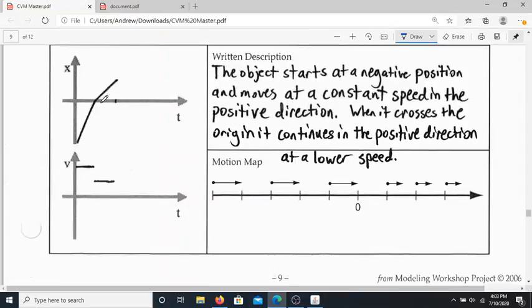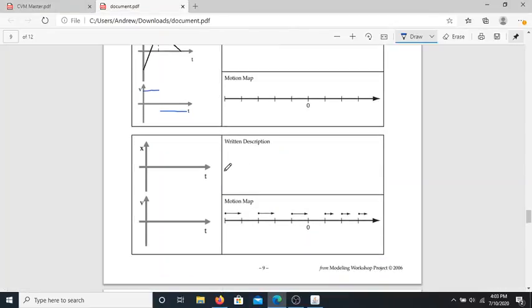Let's start with the last part. Question 5. So for question 5, this one was a little tricky because it did not give you anything except a motion map. And actually, this motion map is a little misleading because I told you how you want to connect the arrows. Well, unfortunately, they did not listen to the rules. They did not connect the arrows.